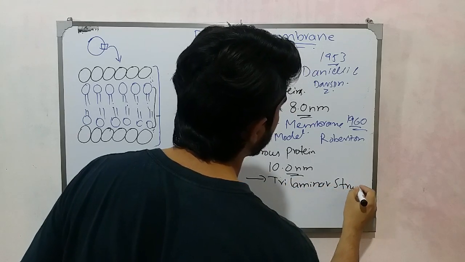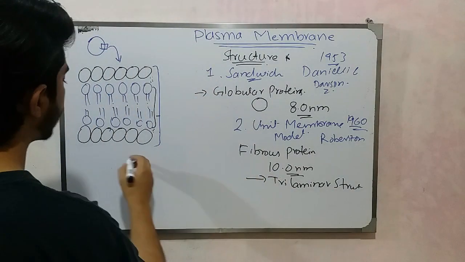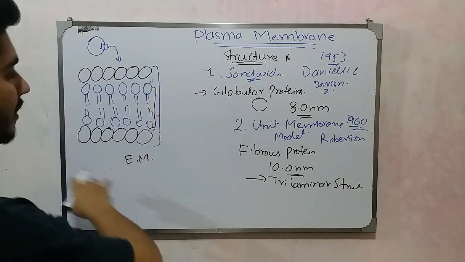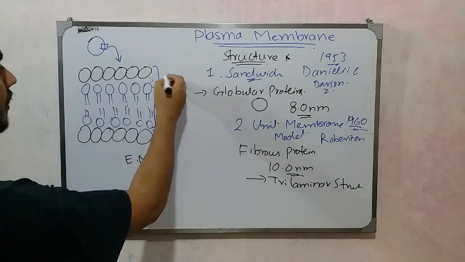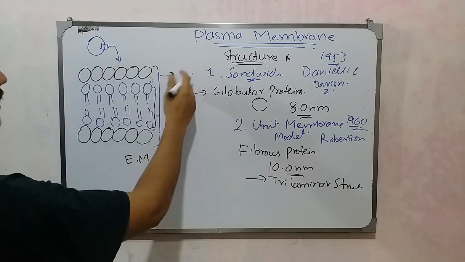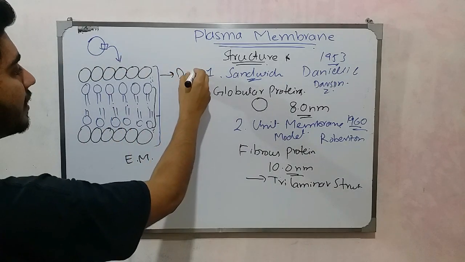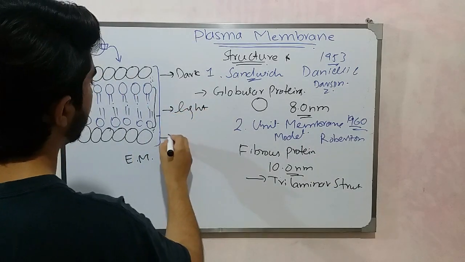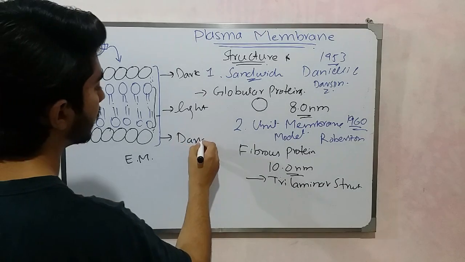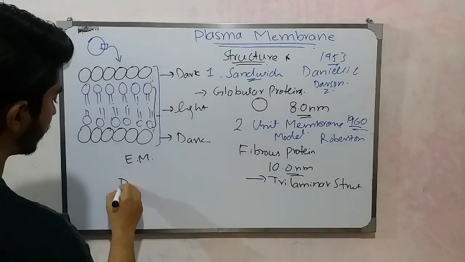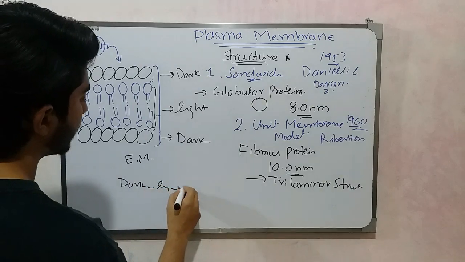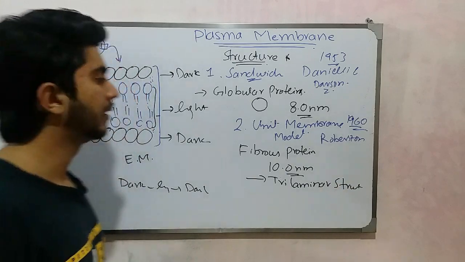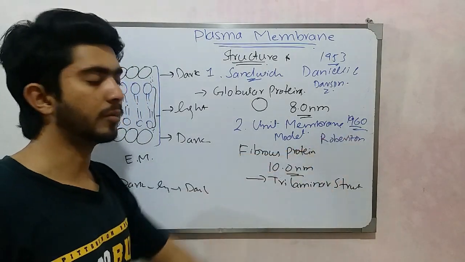What is meant by the trilaminar structure? On the electron micrograph, this plasma membrane is shown in three different regions. The first, the protein, is shown as a dark color, the lipid bilayer is shown as a light color, and the other protein layer is also shown as dark. So there are three main regions: dark, light, and dark. These three regions are known as the trilaminar structure proposed by Robertson.